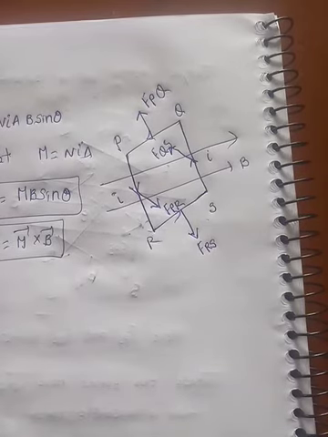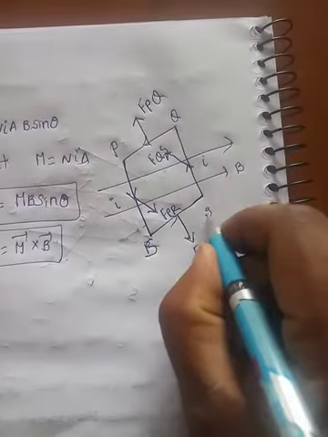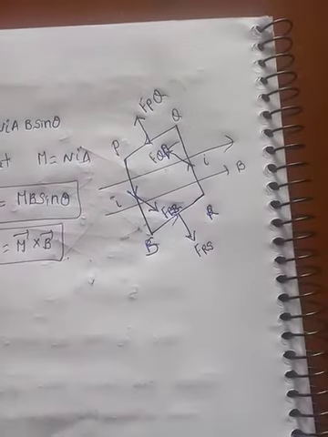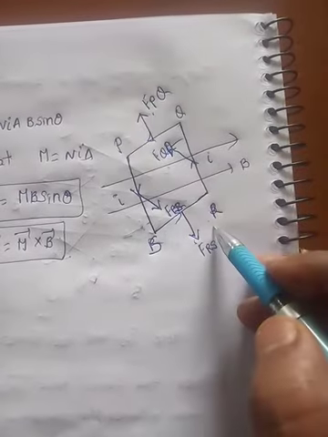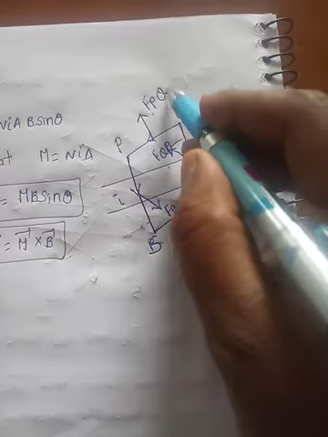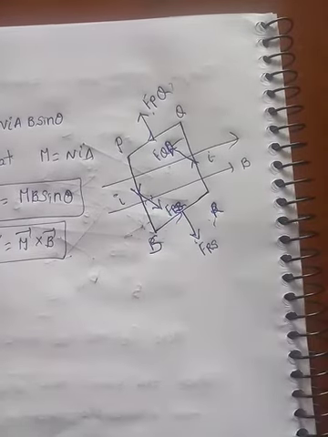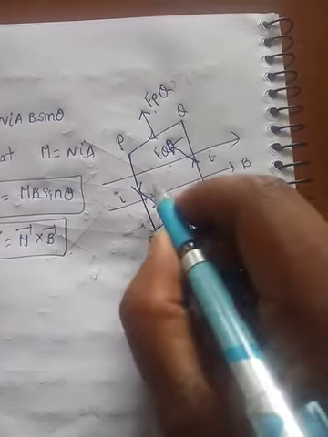Now what happens here? FP, QR. Now these two forces are equal in magnitude and opposite in direction. The net force is 0. But these two are also equal in magnitude and opposite in direction. But their line of action is what? They try to form one couple, so the body starts to rotate.